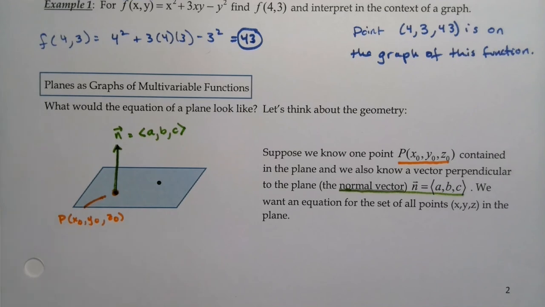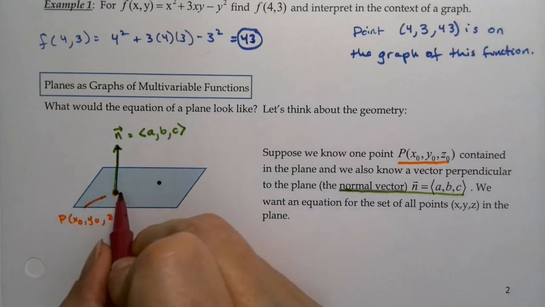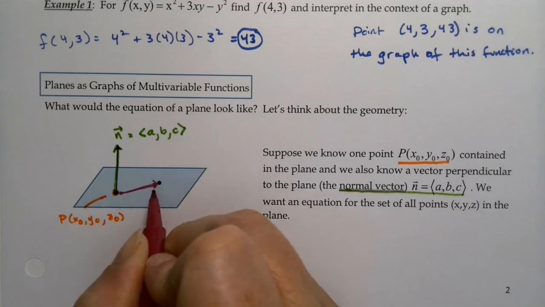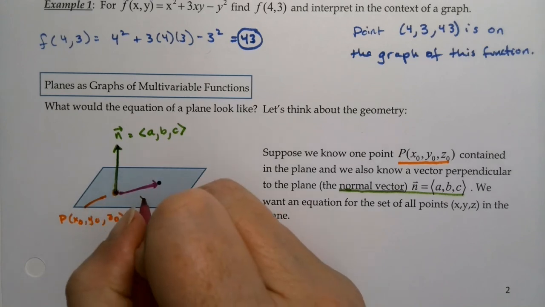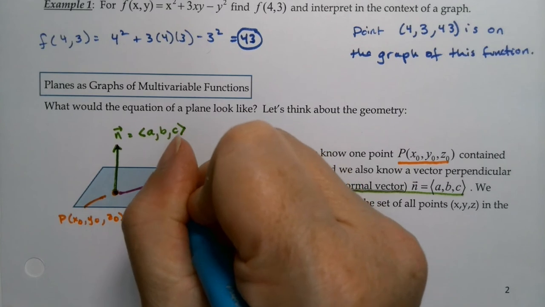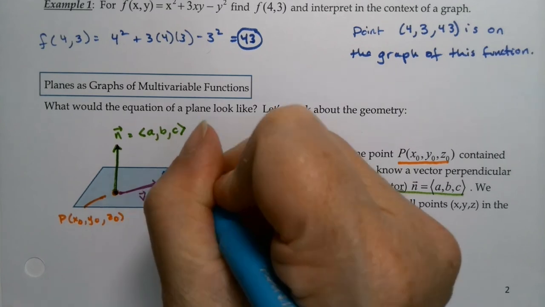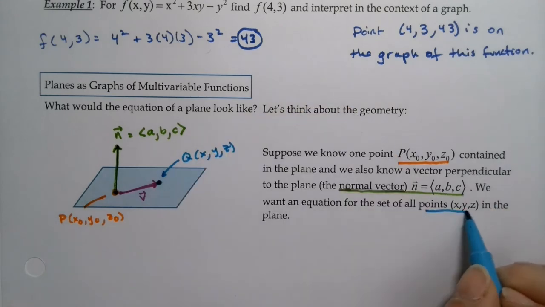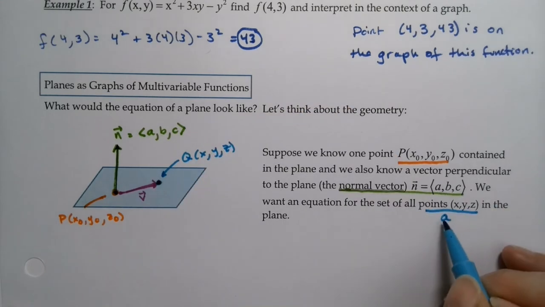All right, so we want an equation for all of the sets of points x, y, z in the plane. Well, then if you had a direction vector to get from this point to any point on the plane, I'll call that direction vector v. And then that point q will be a point on the plane, x, y, z. So I'm going to call this point q. So q is x, y, z.